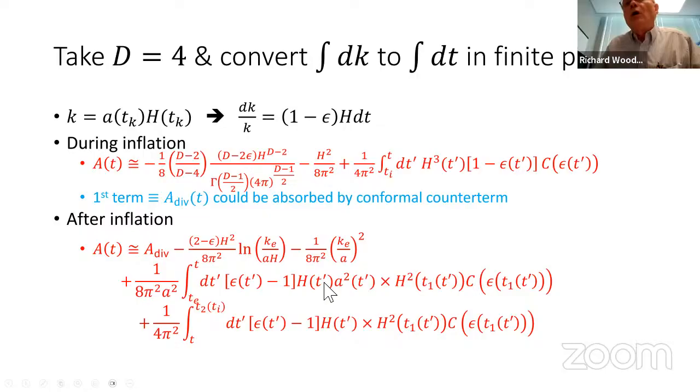So H of t prime falls off like 1 over 2t prime. A squared grows like t prime. So this is a wash. This is a constant. And that means that this term is basically growing like t, but it's multiplied by something that's falling off like t. So this is a constant times the big scales during inflation. This term over here is falling off like 1 over 2t, but that means it grows logarithmically in t prime, and it's not multiplied by anything that falls off. So in fact, that's going like logarithm of t.